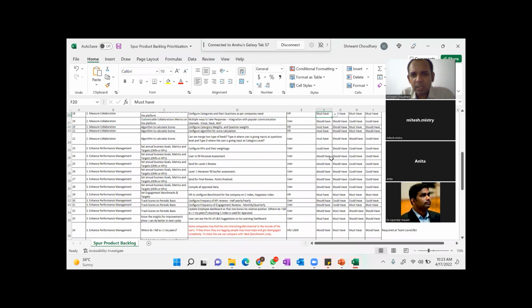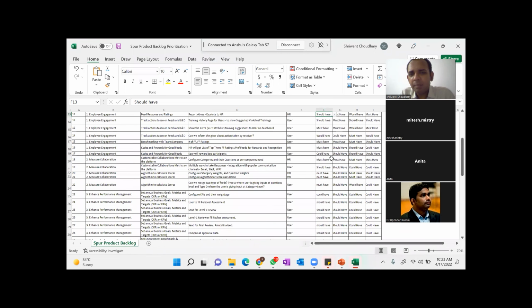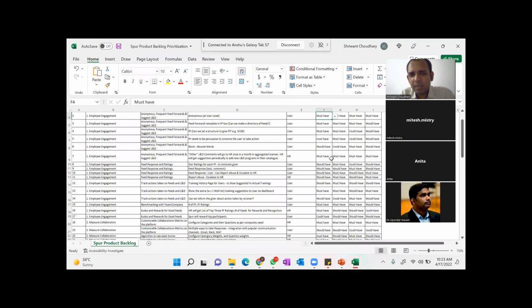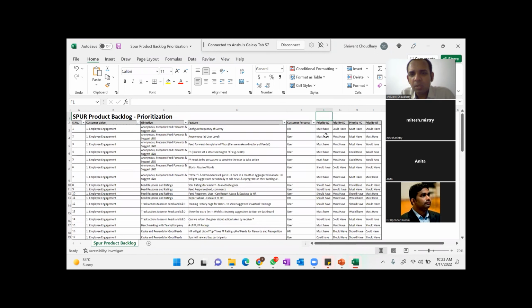What we did was, I asked the respective team members. There are 4 people, right? We are a team of 4 people. So I gave everybody this sheet and I asked everybody, think from the user's perspective and tell me whether it should be must have, should have, would have, or could have. Right? Think from the user's perspective.